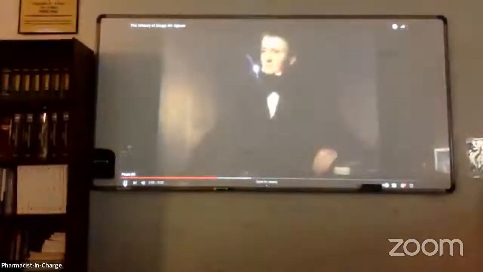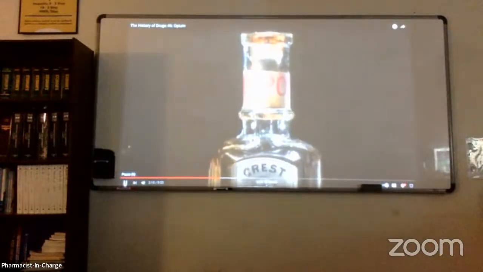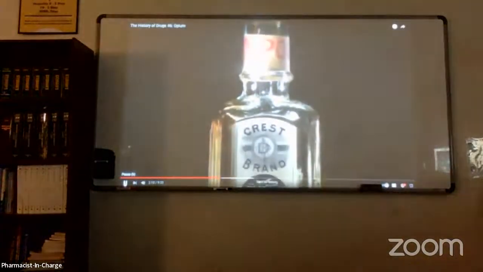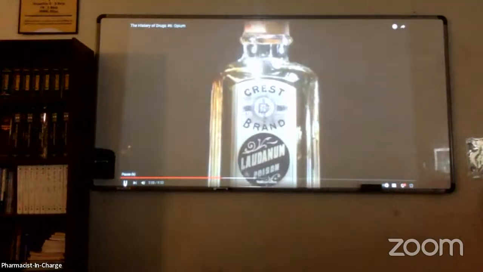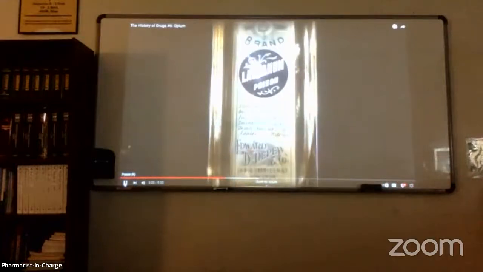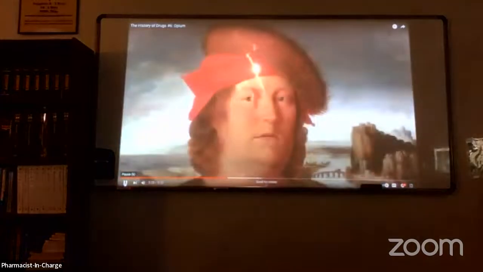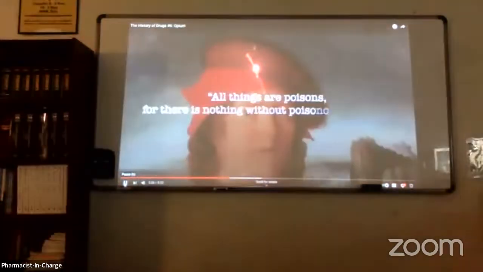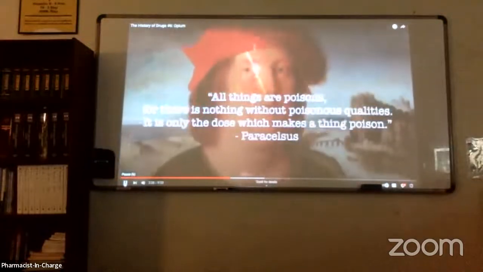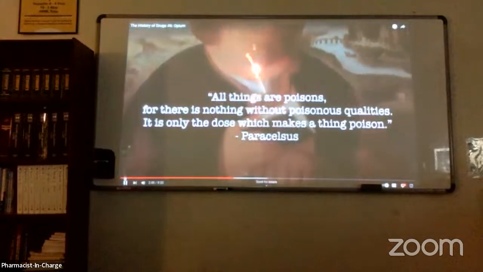One such patient was Thomas de Quincey, the author of Confessions of an Opium Eater himself. Through the use of Paracelsus's laudanum, a tincture containing 10% opium by weight, opium was reintroduced to Western medicine in 1527, for the first time since it fell into oblivion after the fall of the Roman Empire. Paracelsus is nowadays better known for the quote, "All things are poisons, for there is nothing without poisonous qualities. It is only the dose which makes a thing poison."